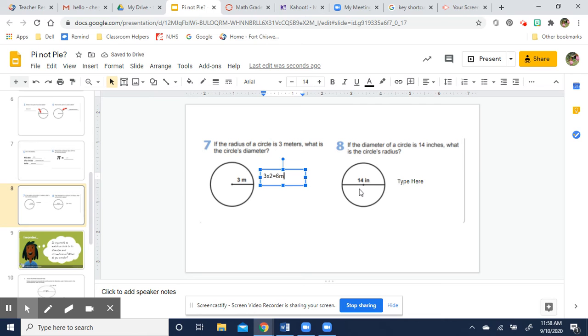Number 8 asks, if the diameter of the circle is 14 inches, what is the circle's radius? Well, if we have the diameter and we want to find radius, we divide by 2. So we take 14 divided by 2, and that gives us 7 inches.